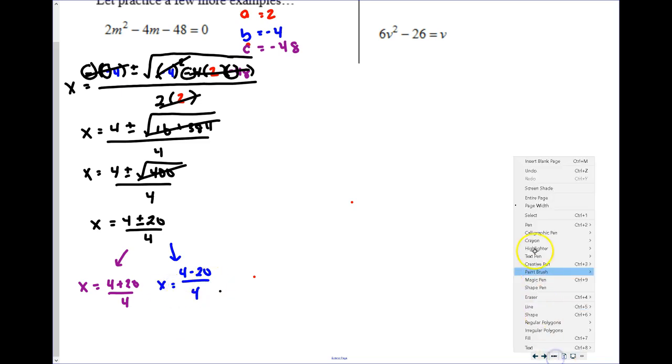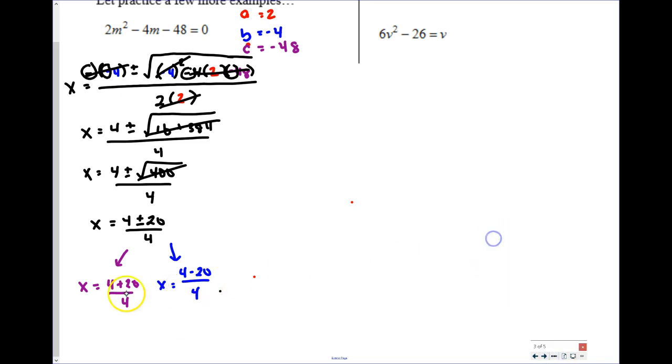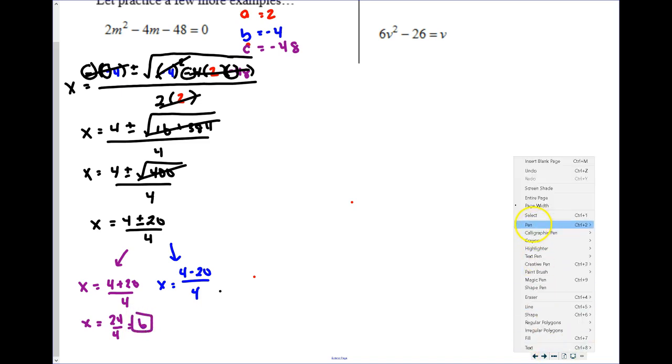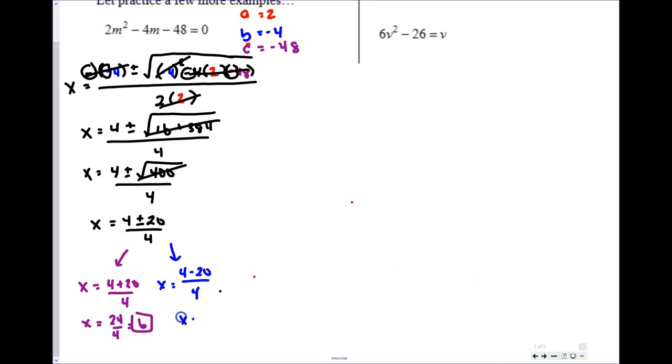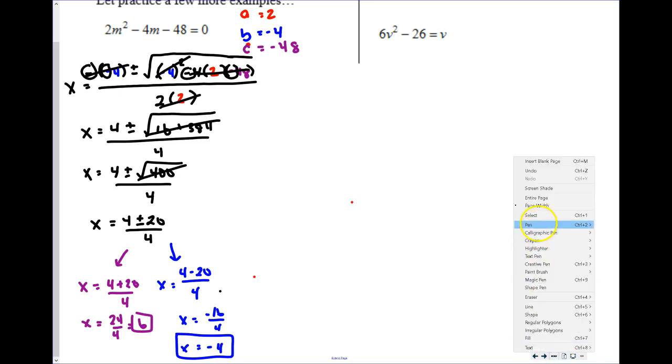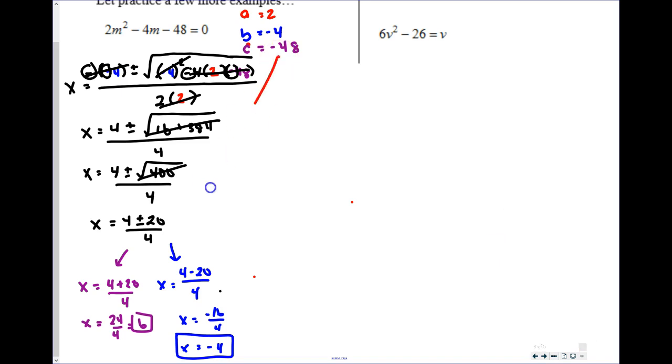Okay, so the first solution, I'm going to have 24 over 4, which is going to give me 6. And the other solution is going to give me x equals negative 16 over 4, which gives me a negative 4. Okay? Again, notice how my work formed this little upside down triangle.